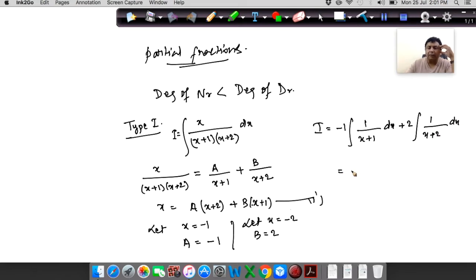So you get minus log of x plus 1, because 1 upon x plus 1 integrated is log, because log of x plus 1 differentiated is 1 upon x plus 1. 1 upon linear is going to be log of that quantity, plus 2 log of x plus 2. Coefficient of x is all 1, so we don't have to divide by anything, plus c. So this will be the answer. Though this question can be done with linear upon quadratic also, if I use partial fraction, then this will be the way. Clear? This is type 1.